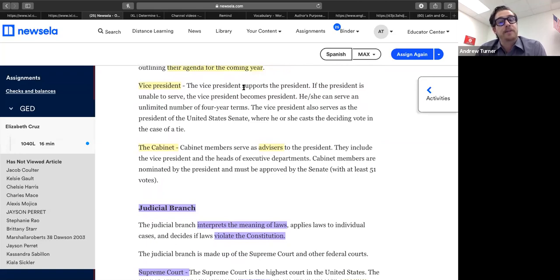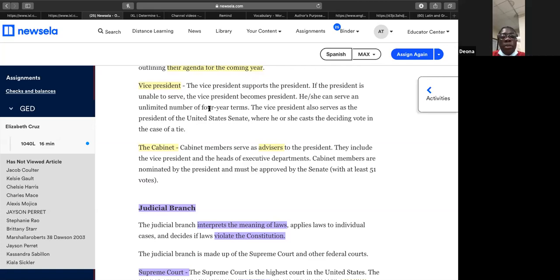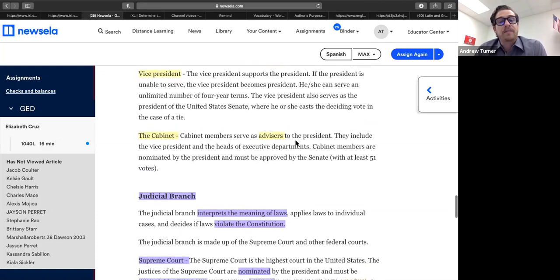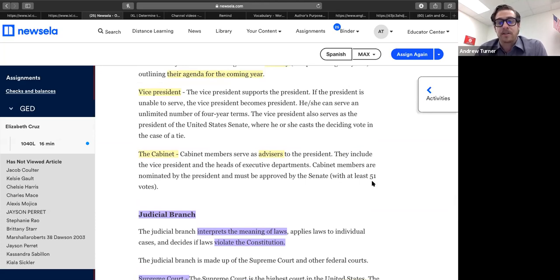The vice president supports the president. If the president is unable to serve, the vice president becomes the president. He or she can serve an unlimited number of 4-year terms. The vice president also serves as the president of the United States Senate, head of the Senate, where he or she casts a deciding vote in case of a tie. The cabinet members serve as advisors to the president. They include the vice president and heads of executive departments. Cabinet members are nominated by the president, but must be approved by the Senate with 51 votes, so a majority rule because there's 100 there.